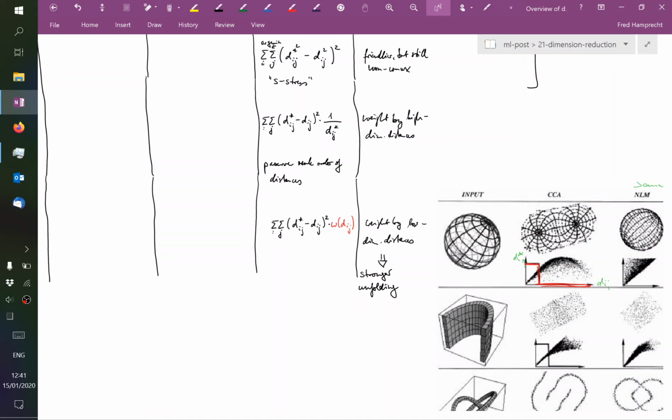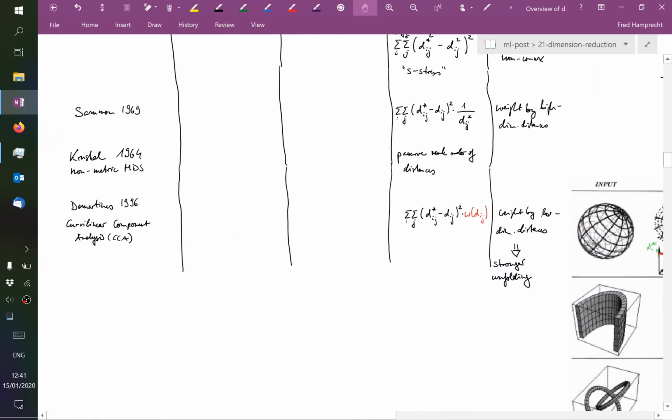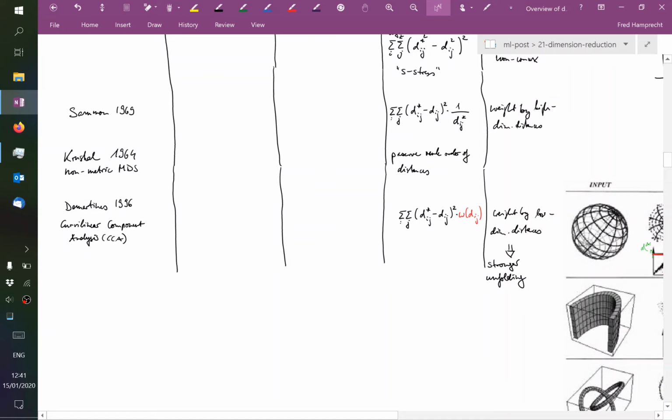And this has been a feature ever since, that it's the low-dimensional distances that are used for weighting. Good, that was de Martines. But science goes on. And so does our table.